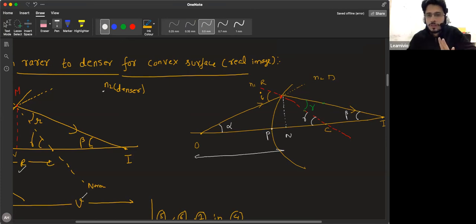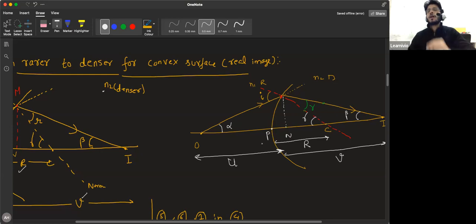So what is the name of this distance, Ishma? O to P. What is this distance? What is O? Object. Object distance. So we represent object distance with U. This is the image. So what is this distance? Image distance, V. And which one is this distance? Radius of curvature, R. So this is how you can relate U, V and R.